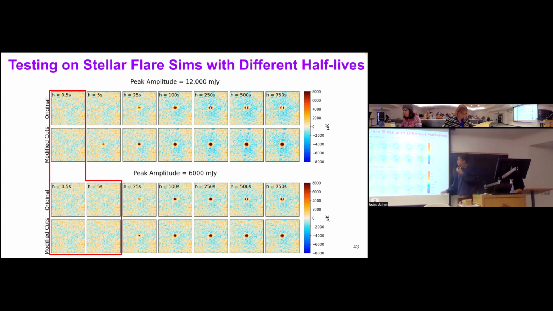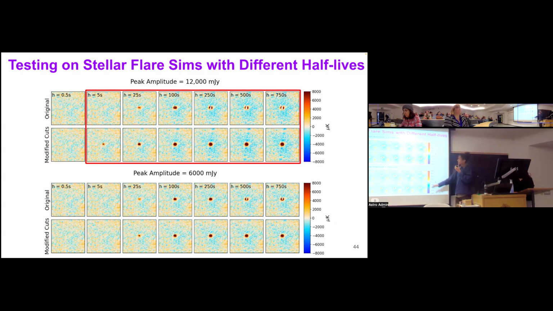So for the shorter half-lives, we do flag the source, and it is classified as a point source, but not a high probability point source. The probability of being a point source is below 70% for both the high amplitude and the lower amplitude.